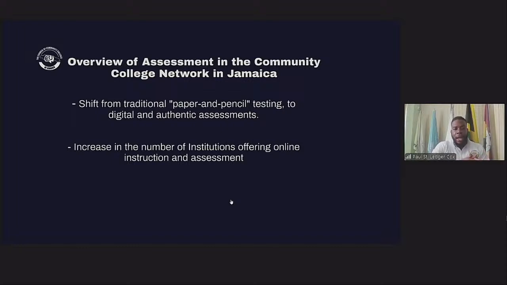Now, what we have realized since COVID, to be honest, is that there are a number of institutions that are offering online instruction, and by offering online instruction, the assessment then follows. Now, we have realized that quite a number of our students have gone on overseas and are studying overseas, but have still the need to access their community college education. So we want to ensure that we are meeting them exactly where they are, and our students are able to access both instruction, asynchronous and synchronous, as well as to do their assessments within the online space.